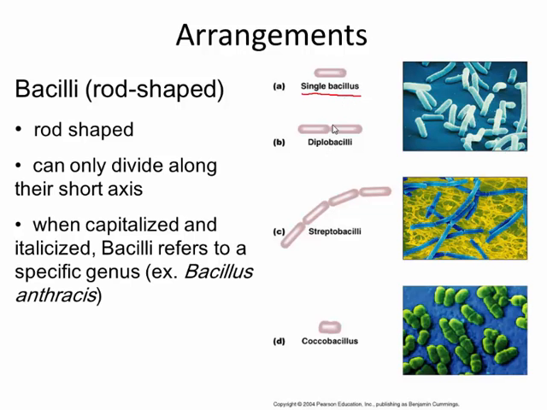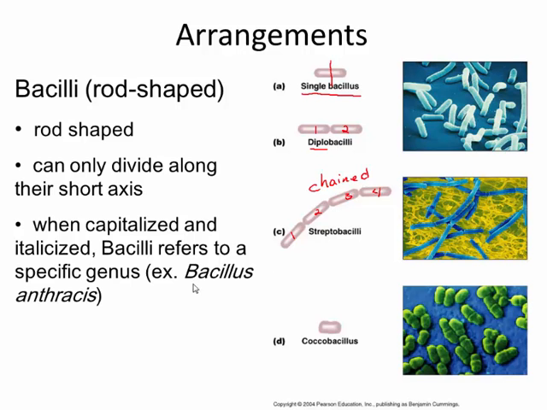As they divide, they only divide along a single plane. So rod-shaped cells only divide along a single plane. So they can't be clustered. However, they can remain attached and form diplobacilli, diplo meaning 2. We can have streptobacilli. Remember we talked about this before. What does strepto mean? That's right, strepto means chained.